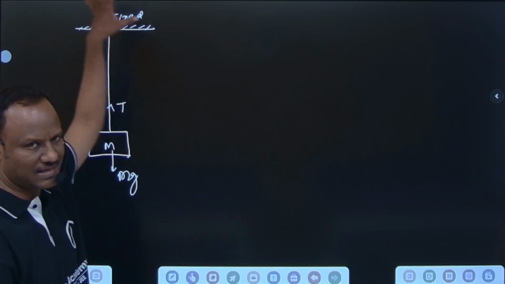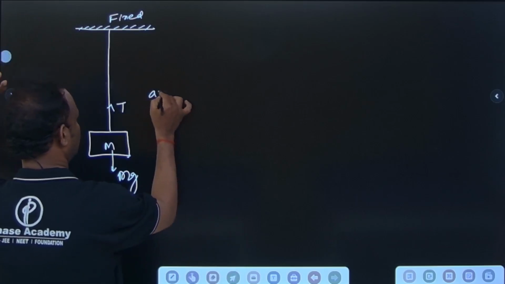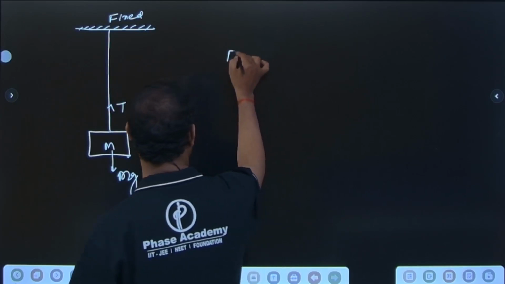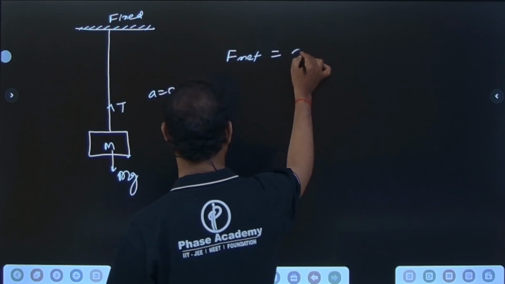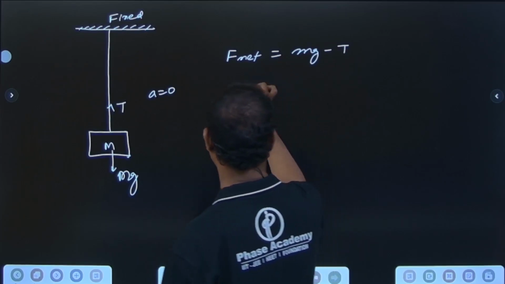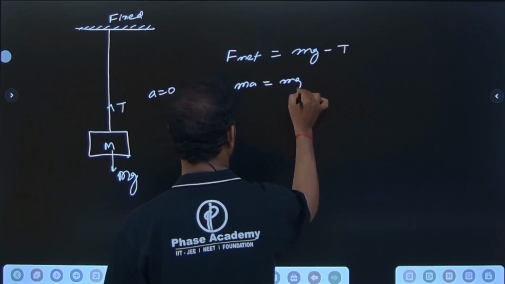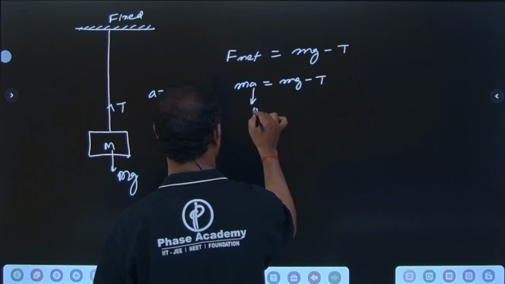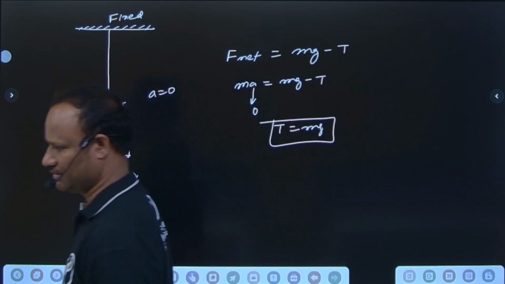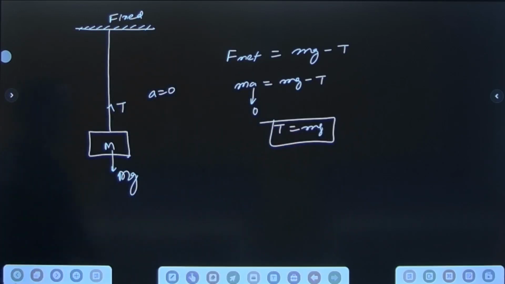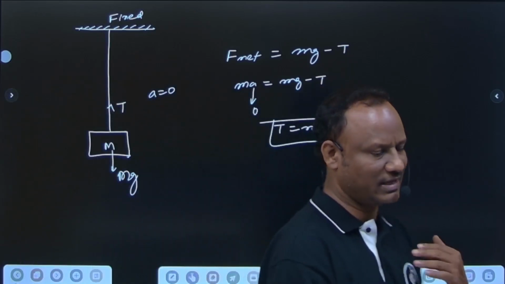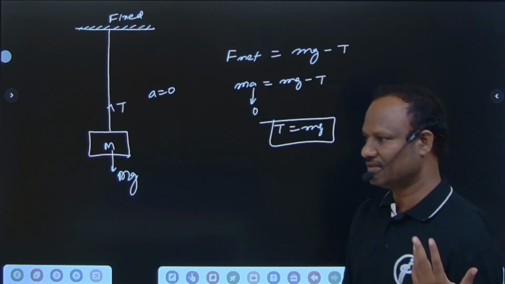Is the system accelerating? No. Acceleration is equal to 0. You write the equation. The net force is mg minus T. Net force means ma. So ma is equal to mg minus T. Acceleration is 0, then T is equal to mg. It is suspended, so the weight is acting on this.